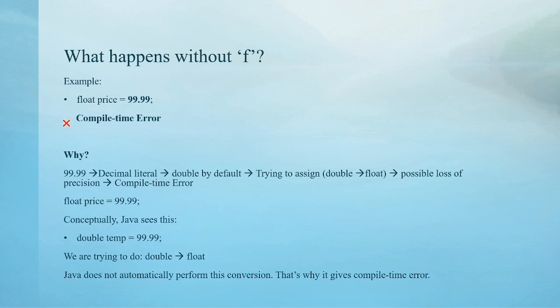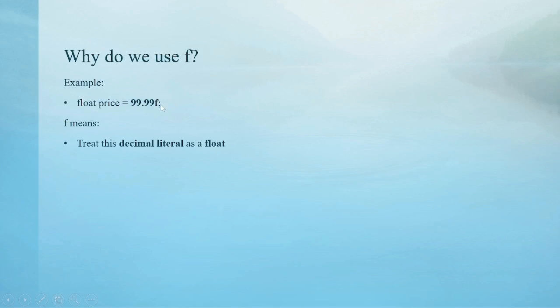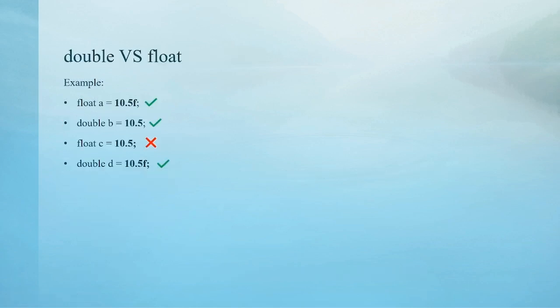Now if we add the suffix f, Java sees that it is a float literal, so the assignment will be valid. Let's understand a few cases here. The first one is float a is equal to 10.5f. The f says this is a float, so it is valid. The second one is double b is equal to 10.5. Decimal literals are double by default, so this is also valid.